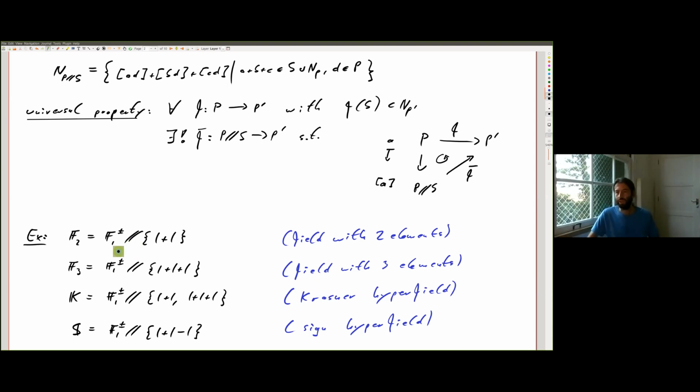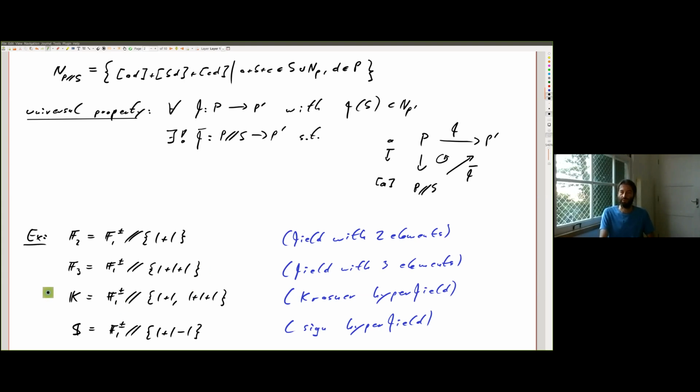Okay, similarly, we can describe F3 as a quotient of F1 plus minus by the single relation 1 plus 1 plus 1. It's clear 1 plus 1 plus 1 is 0, but once again, it's an easy exercise to verify that this encodes the whole binary operation of addition of F3.